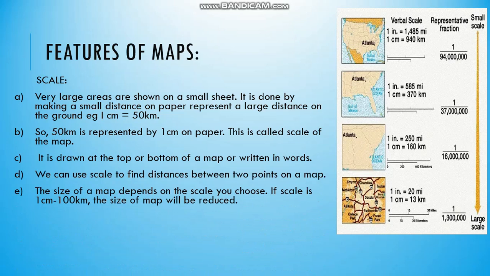For example, if the scale is 1 centimeter equal to 100 kilometer, imagine earlier it was 1 centimeter equal to 50 kilometer only. Now 1 centimeter is equal to 100 kilometer. The size of the map will be reduced.